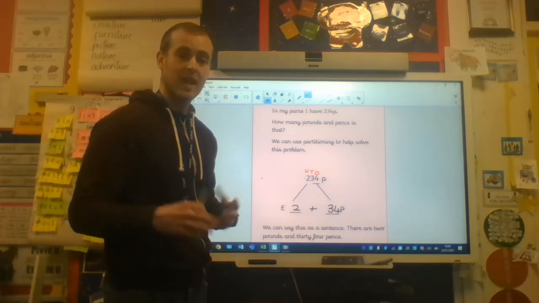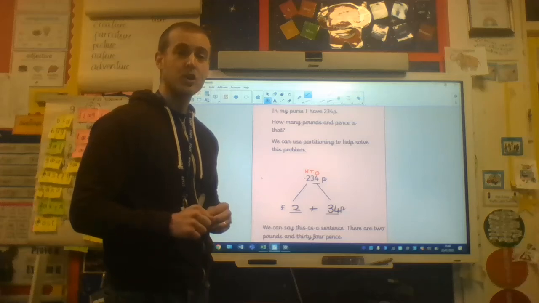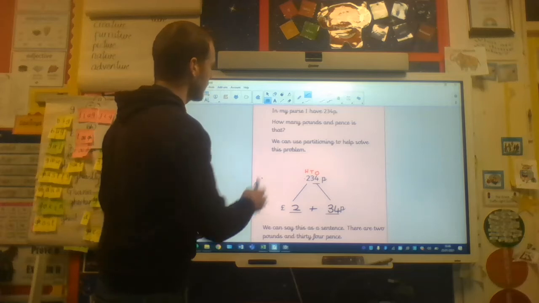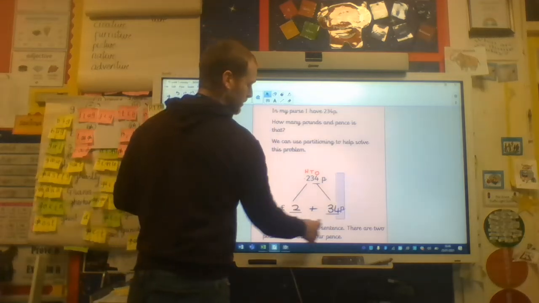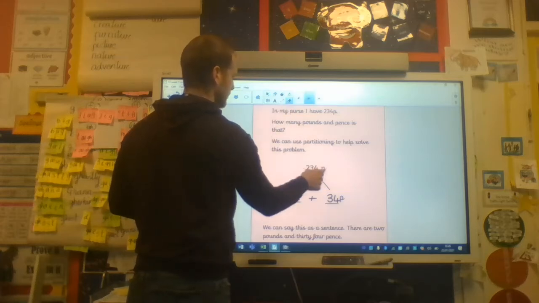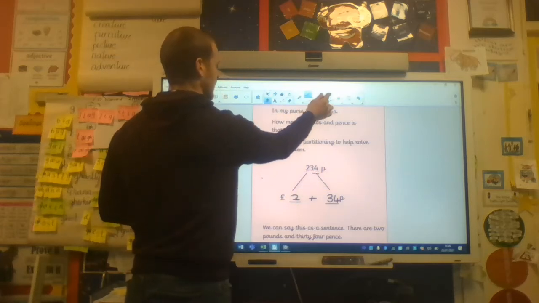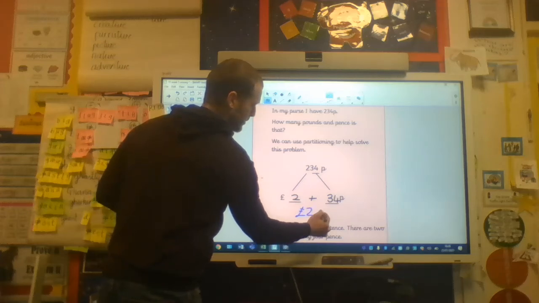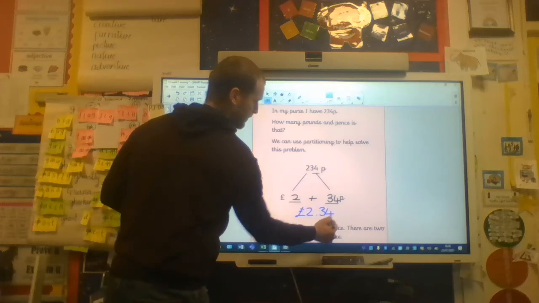We can say this as a sentence. There are £2 and 34 pence. If I wanted to write this using a pound sign, clearly, I could write it like this. £2 and 34.